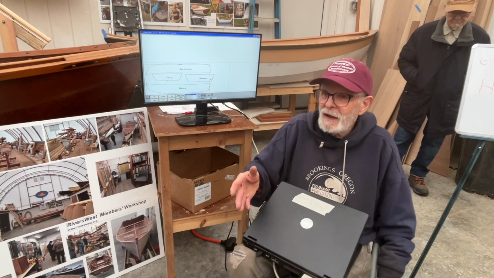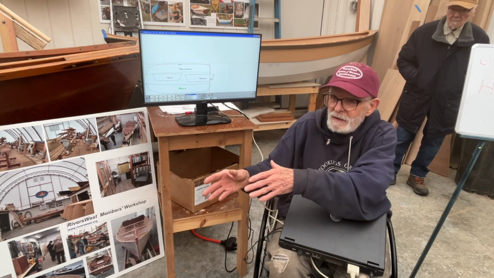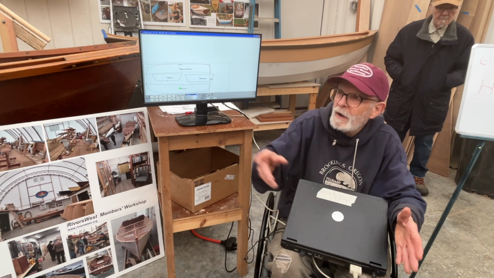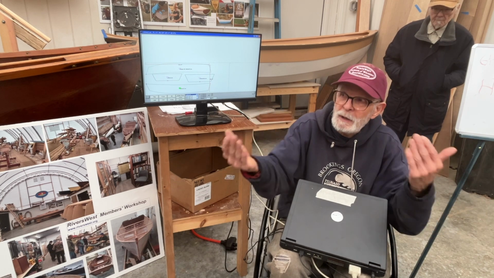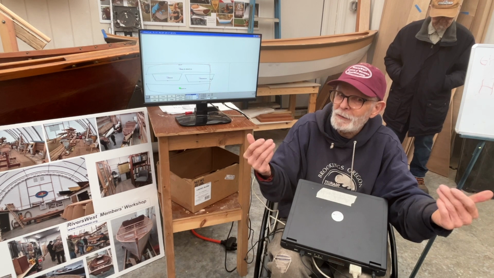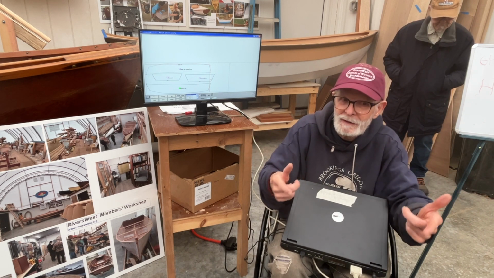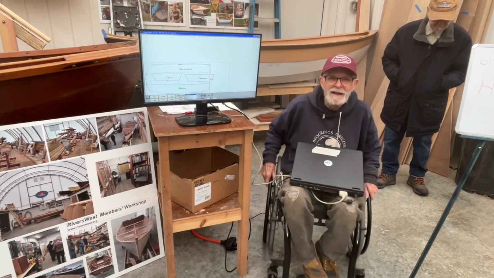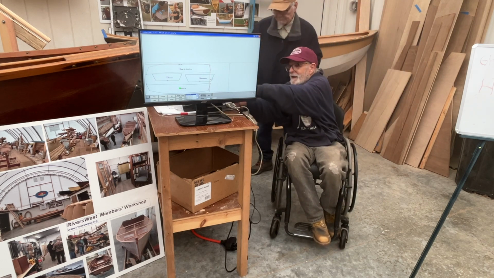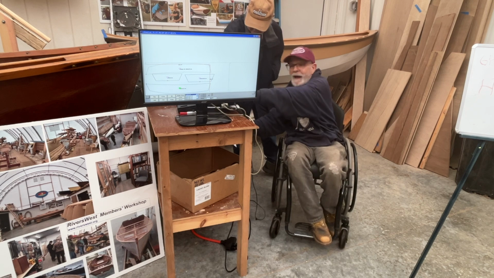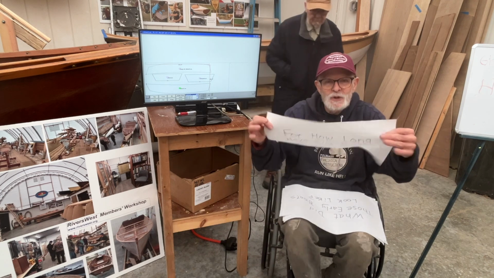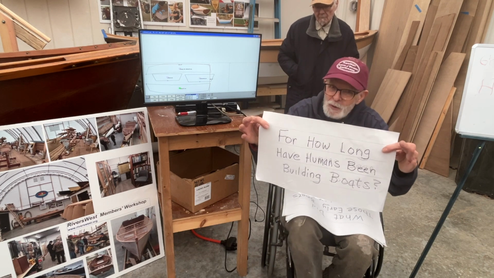Okay. Were they boats or were they rafts? Rafts. What's the difference between a boat and a raft? Come on. What's the difference between a boat and a raft? No, more specific. Come on. Displacement. Displacement! Ta-da! Yep. Okay. What I was going to do was a presentation. For how long have humans been building boats?